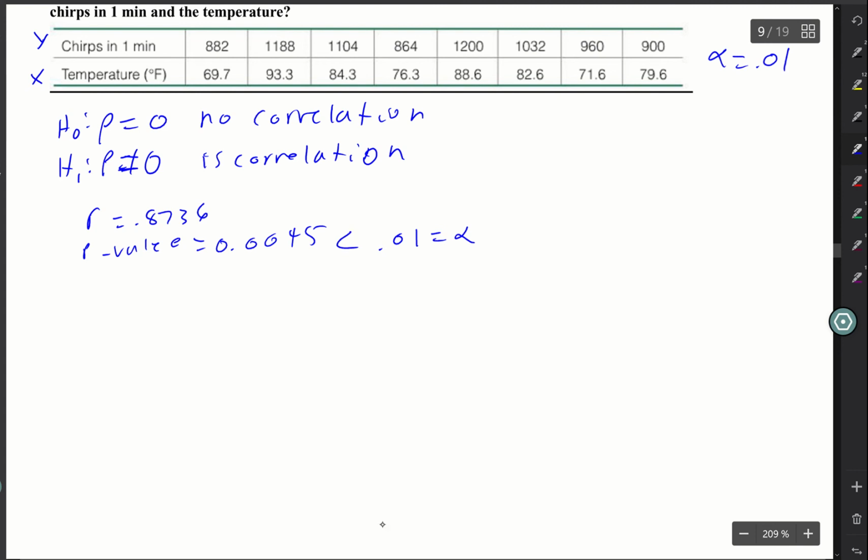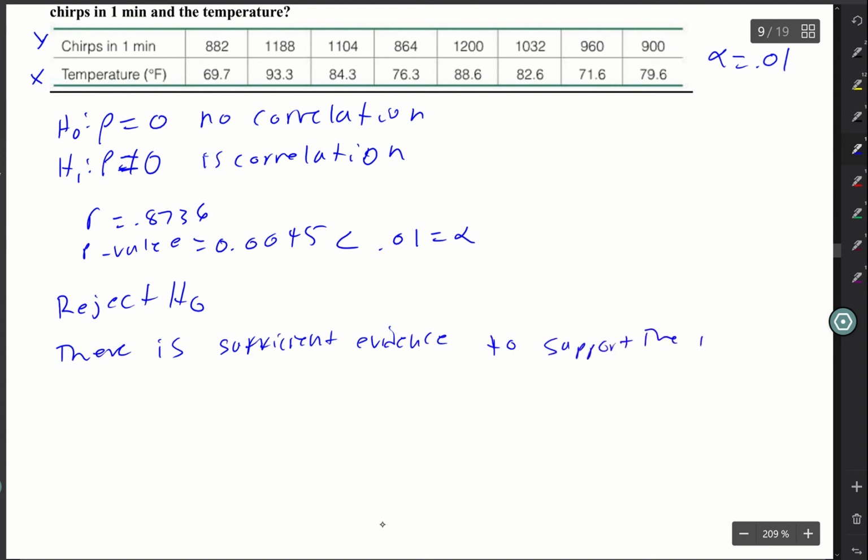So what does that tell me? Reject. So we're going to reject the null, which means there is sufficient, or there is enough, to support the claim that temperature and chirps are linearly correlated. Questions on that?